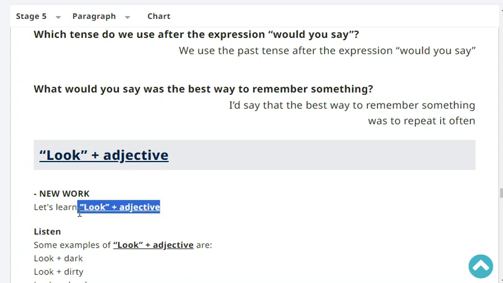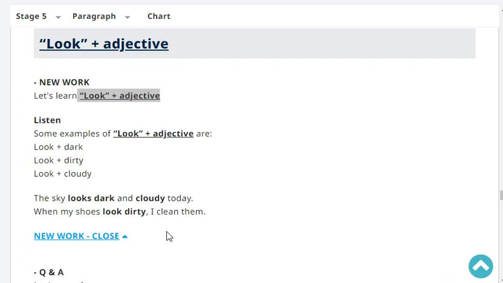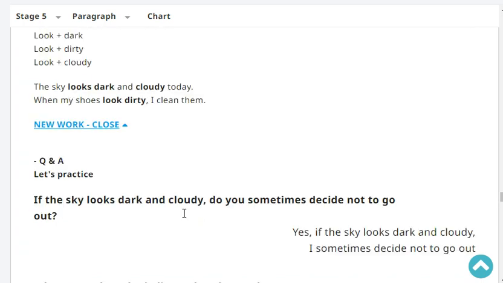Thanks, repeat. Look plus adjective. Very good. Okay, so let's learn about using the word look plus any adjective. Listen, some examples of look plus adjective are look dark, look dirty, look cloudy, look hungry, look full, etc. For example, the sky looks dark and cloudy today. When my shoes look dirty, I clean them.